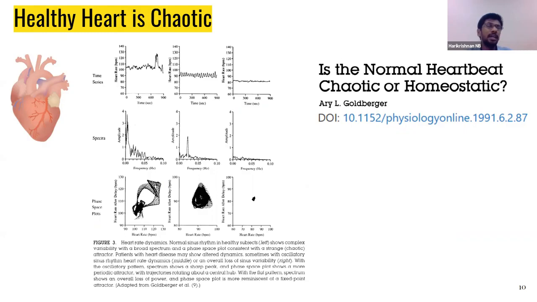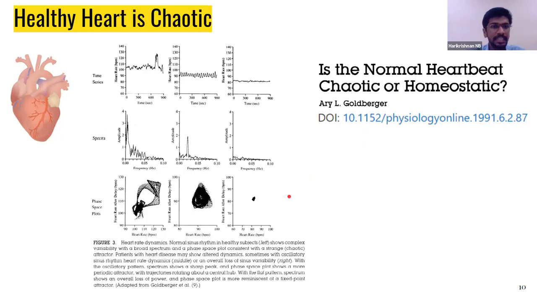And that is one of the reasons why we say that a healthy heart is chaotic. Why is it chaotic? Because of the rich dynamics or rich variability it can have. If it can exhibit this rich variability, that means it can cope with a changing environment. So I will just read out what is written in this figure 3. This is from the paper, "Is a normal heartbeat chaotic or homeostatic?" It's a very interesting paper.